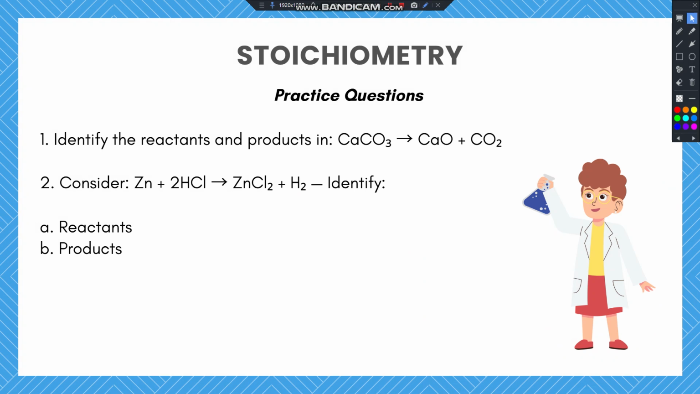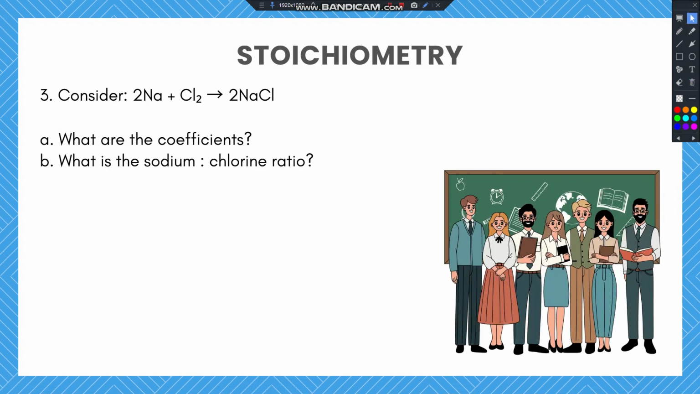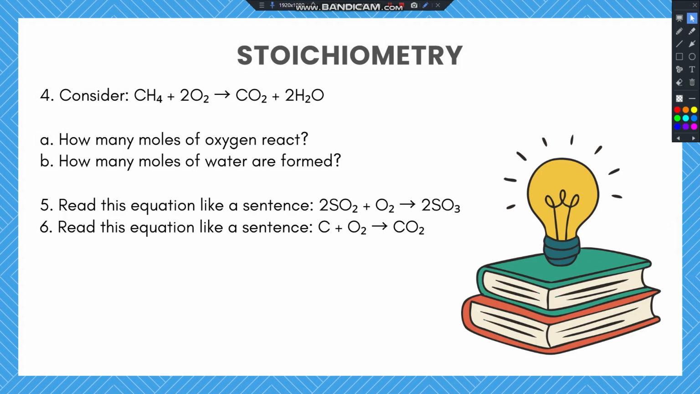In the meantime, before we anticipate the next one, here are some practice questions I'd like you to try your hands on. First, identify the reactants and products in this chemical equation. Secondly, consider this equation, identify the reactants and the products. And then thirdly, consider this chemical equation. What are the coefficients and what is the sodium to chlorine ratio? Answer these questions. I'll drop a solution to them in my next video. I'd like you to look out for that.